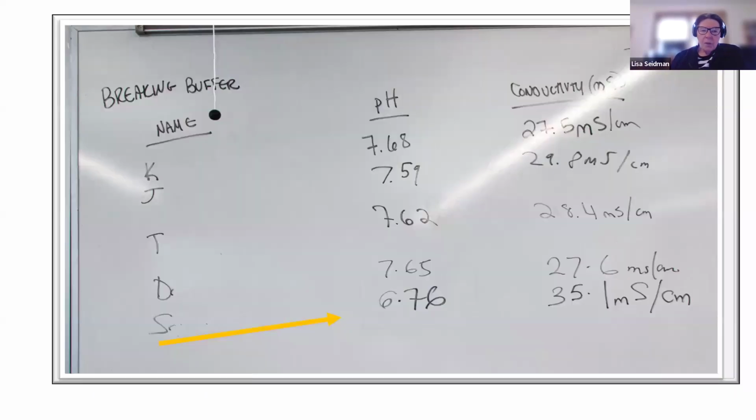Now, if we move into something that's a lot harder, breaking buffer. So now we have something with a particular pH, we have a multi-component solution. And this is kind of interesting data. I just want to point to the bottom value. This is for Saeed. So his pH was 6.76, should be 7.6. And his conductivity is much higher than the other students. So what clearly has happened is Saeed has added too much acid, and he's brought his pH down too low.